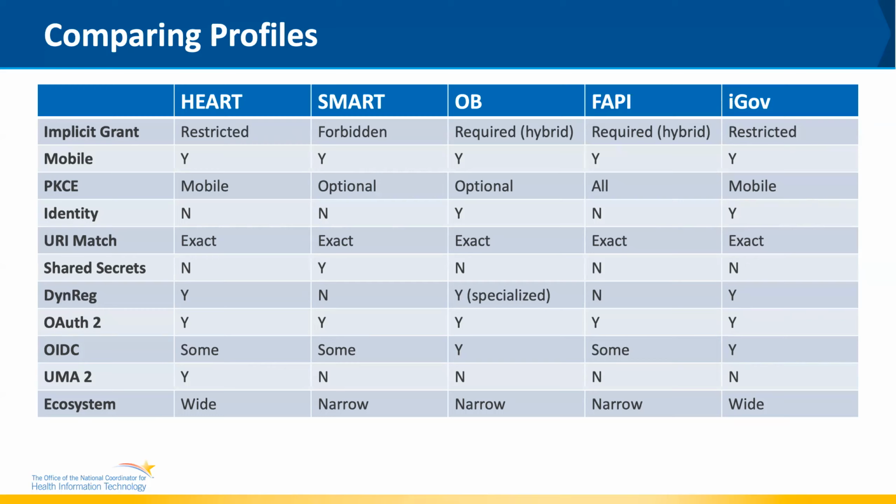For example, everybody across the board here says that you have to use an exact match URI. That's something that was in the HEART profiles, and just about every new profile we're seeing in the OAuth world says, yeah, you really need to do that, including current best practices from the OAuth working group in the IETF. A lot of these groups are getting rid of shared secrets. A lot of them are doing things with dynamic registration, but again, not everybody is.